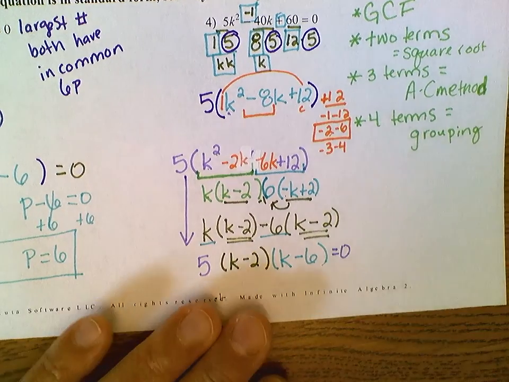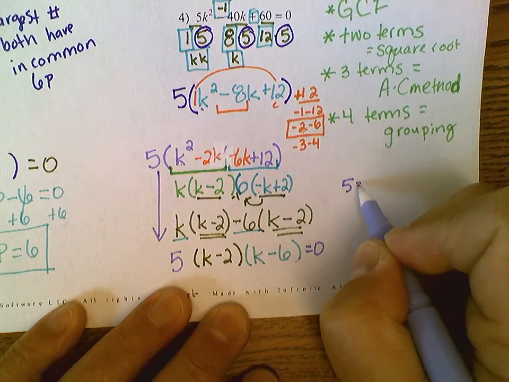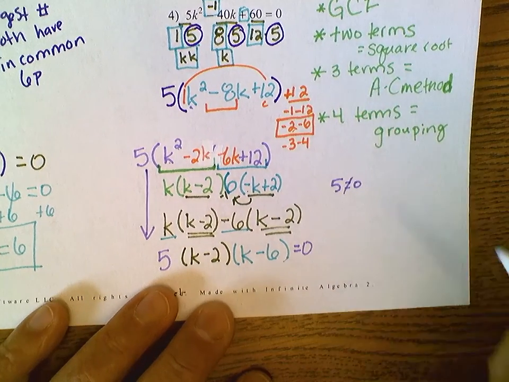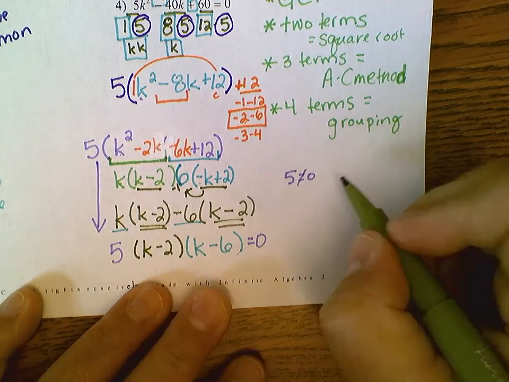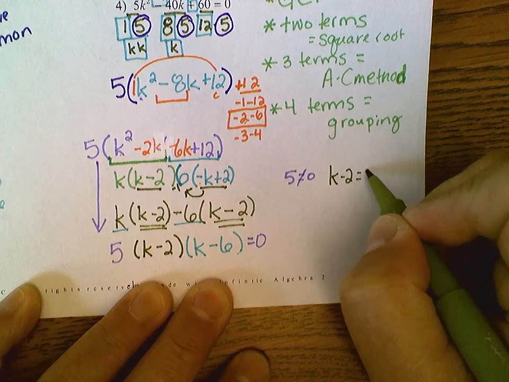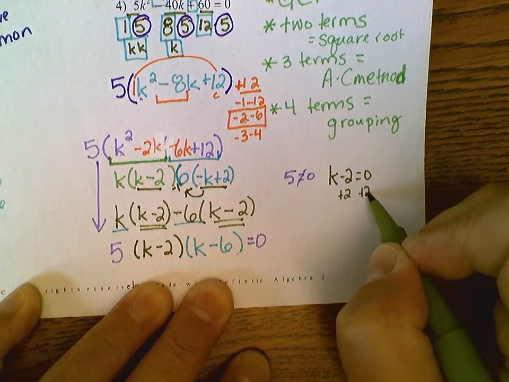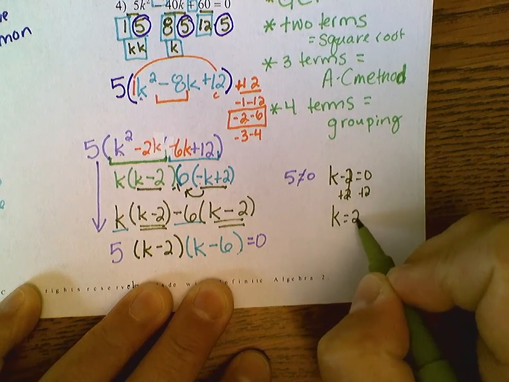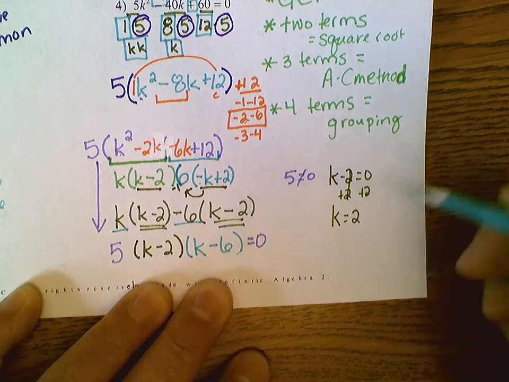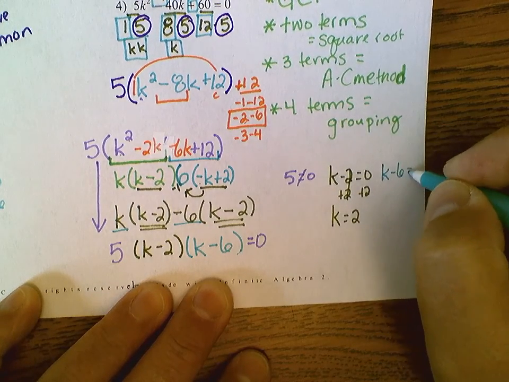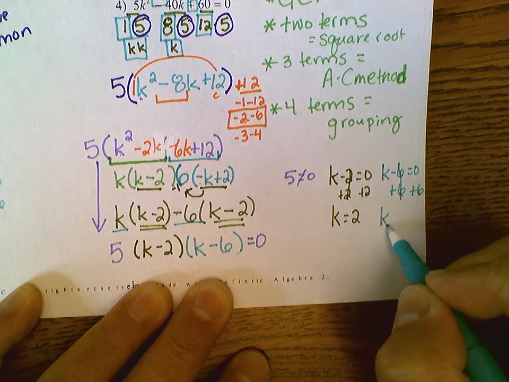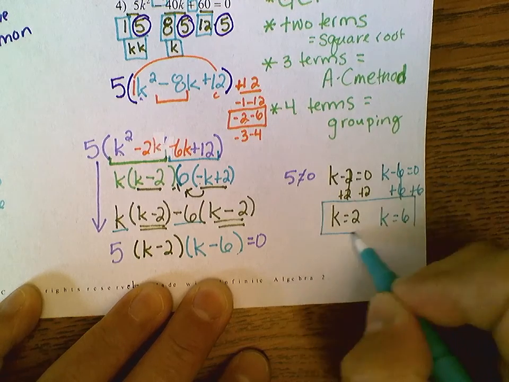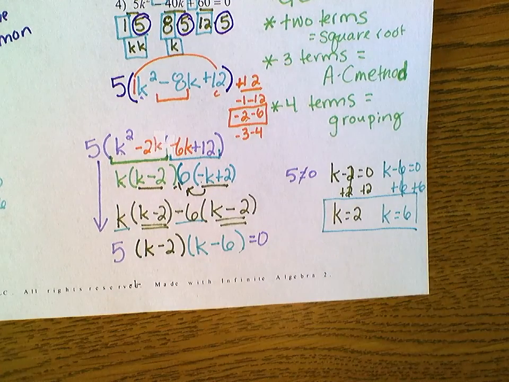So if we set each one equal to 0, if I set 5 equal to 0, that's kind of extraneous. It doesn't affect anything. I take k minus 2, add the 2 over, and get k equals 2. And then I take k minus 6 equal to 0, add the 6 over, and get k equals 6. So my two solutions are at 2 and 6 on the x-axis.